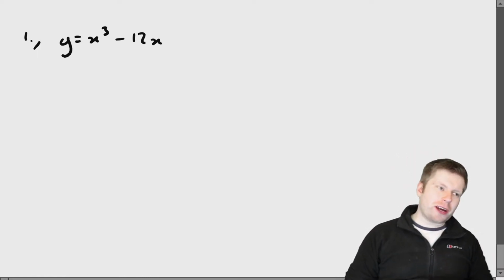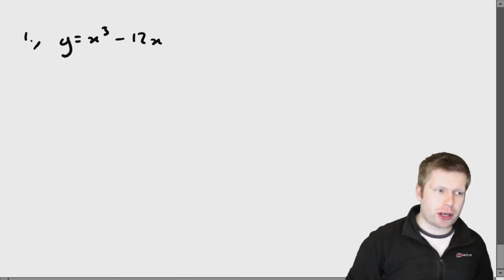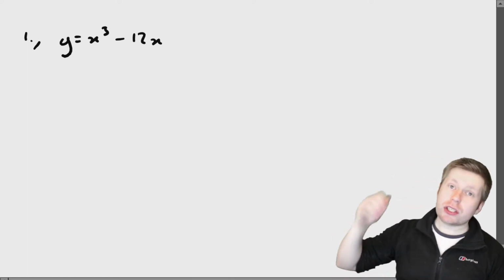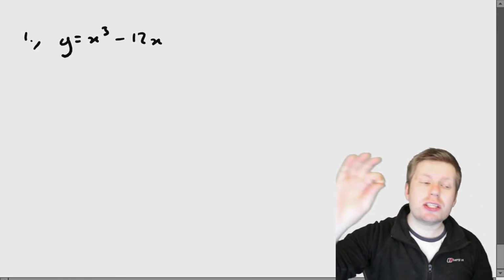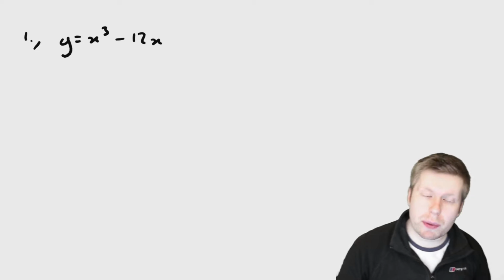Hello, so in this video we're going to talk through some stationary points examples. So here's the first curve. We've been given y equals x cubed minus 12x. We've been asked to find the stationary points and then determine their nature. So let's break it down first of all. Let's actually find the stationary points.